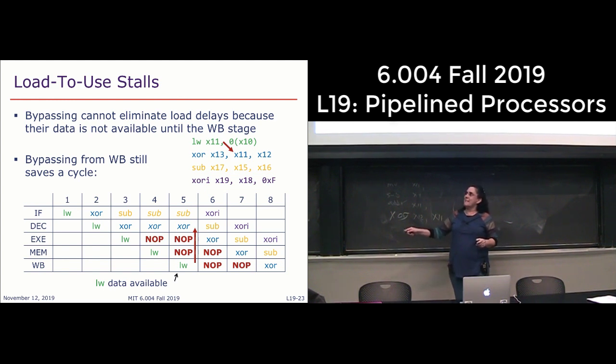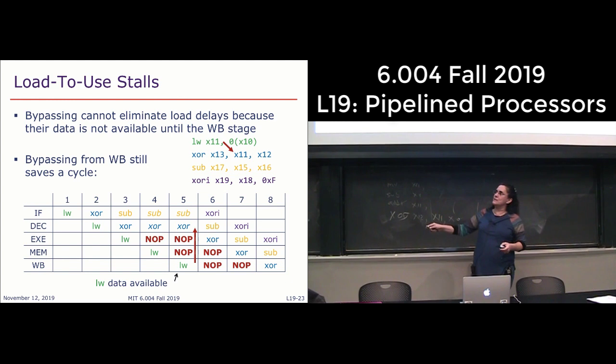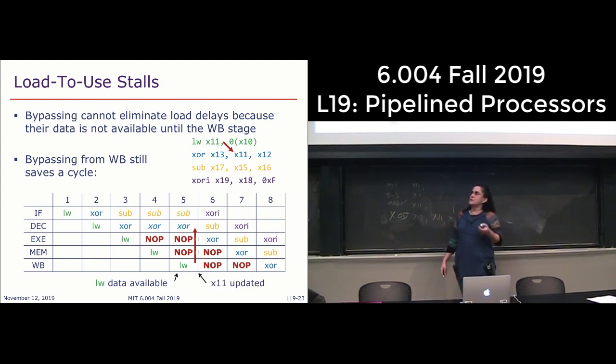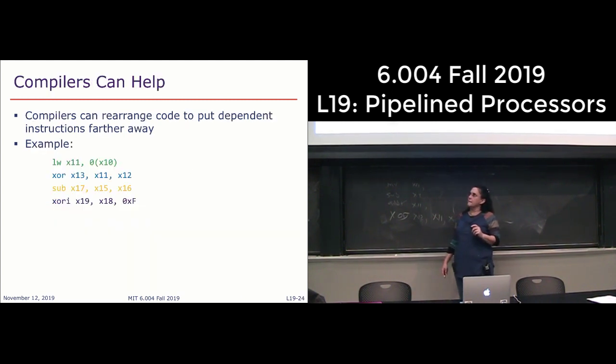The bypass path is basically showing that here, instead of having to wait to do the decode in cycle 6, we're doing a bypass from the load in the write-back stage to the XOR in the decode stage. Okay, and so the XOR was able to go ahead and read X11 even before X11 got updated in the register file. All right, so just a couple last things before we finish off.